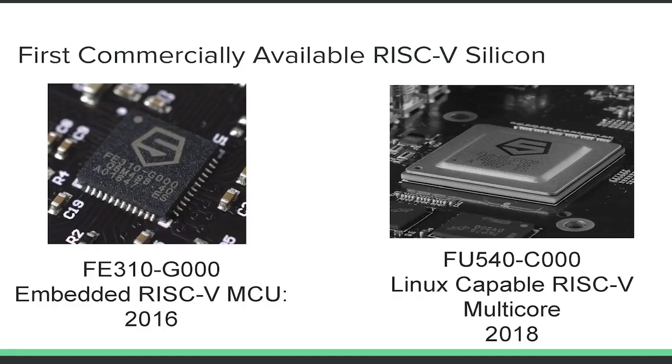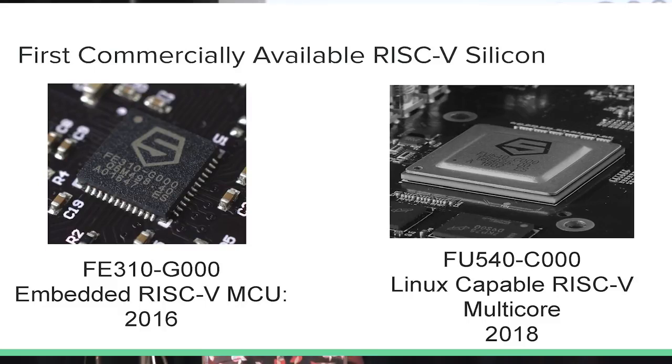And in that first year, we made the first commercially available RISC-V silicon. People had taped out RISC-V chips before. Taping out a chip means you actually make a chip. But no one was selling them. So we made a chip that you could go on Crowd Supply and buy the board. And I think they're actually selling them on DigiKey now. That was in 2016. Then about a year and a half later, we did the first Linux-capable RISC-V multi-core chip.